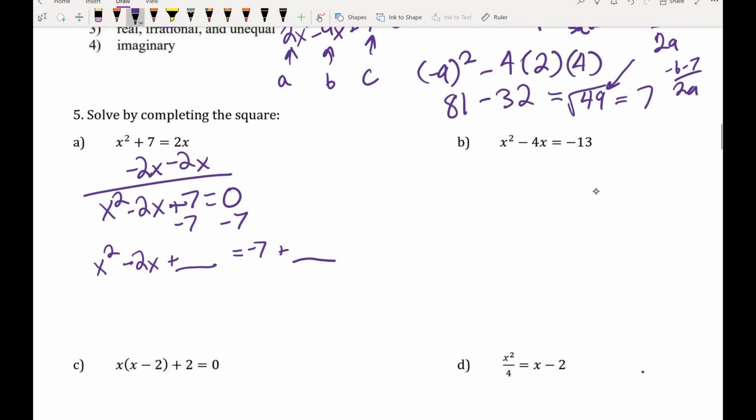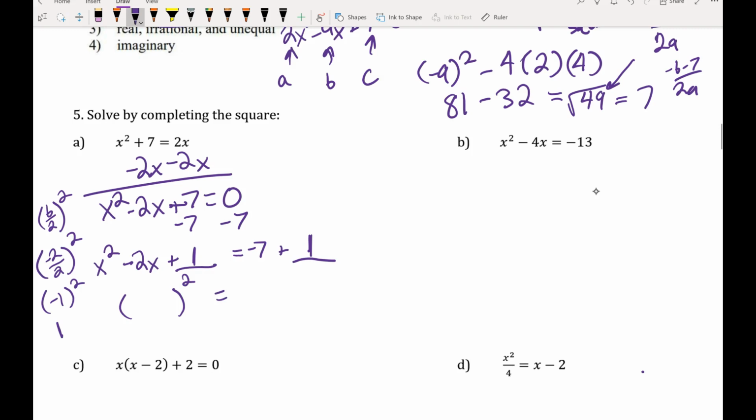Now my next step is to take my b term, divide it by 2, square it, and add it to both sides. So notice that your b right here is negative 2. So if I take negative 2 divided by 2 and square it, well, that's just negative 1 squared. So that's just positive 1 that I'm going to add to both sides. So add a 1 here, add a 1 here. And the reason we do this is because it turns this left side into a perfect square trinomial.